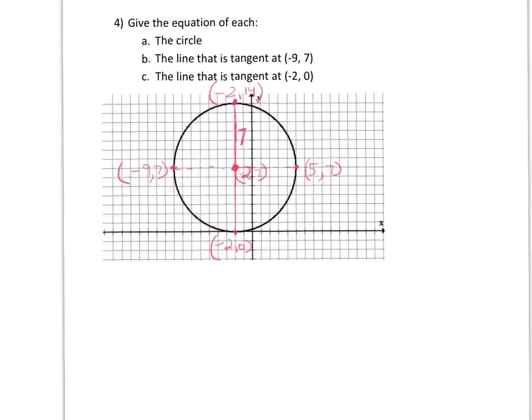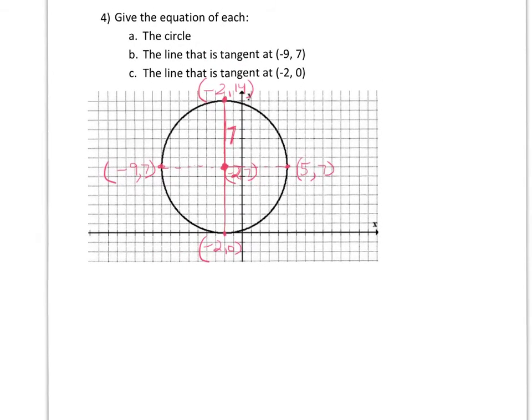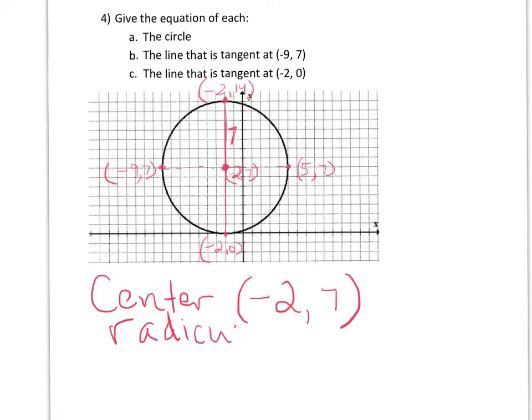And then we need to give the equation of the circle. That's why I had you label the points from before, because all of the points you labeled in number 3 are going to help you complete number 4. And in order to get the labeling, we need to note that the center is (-2, 7) and the radius is 7.